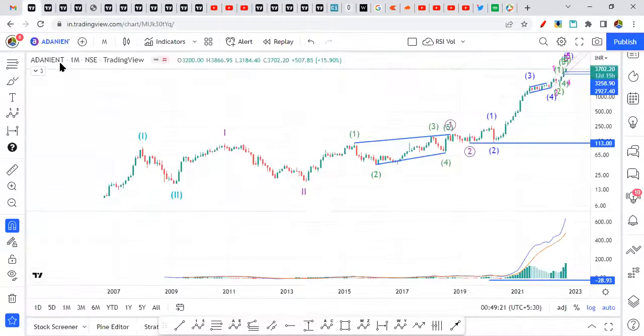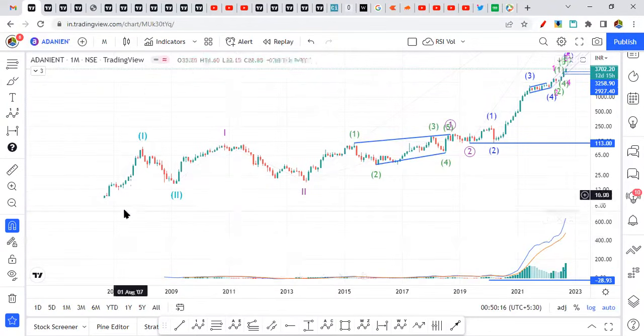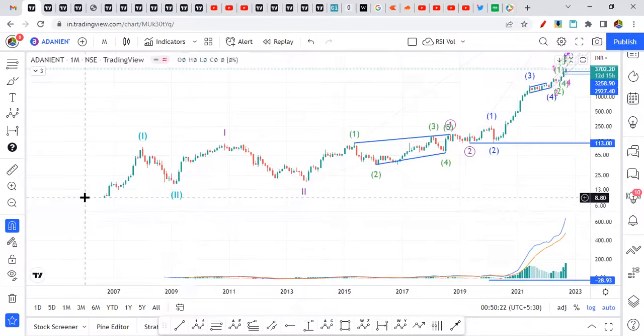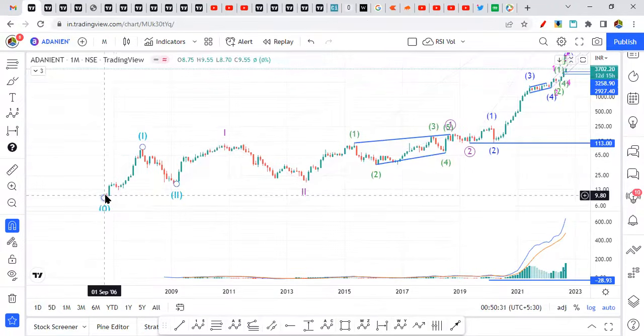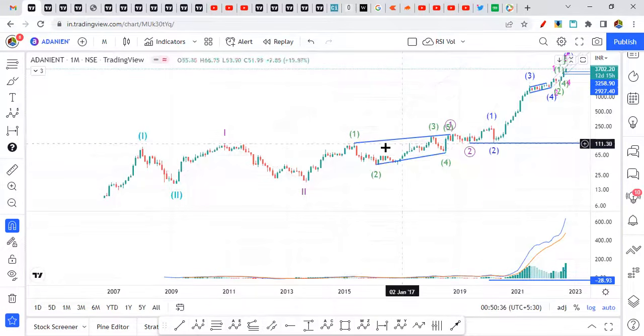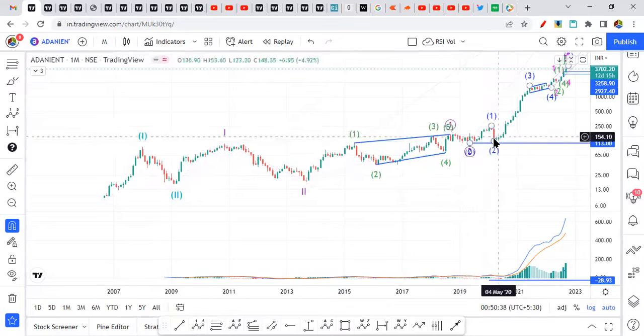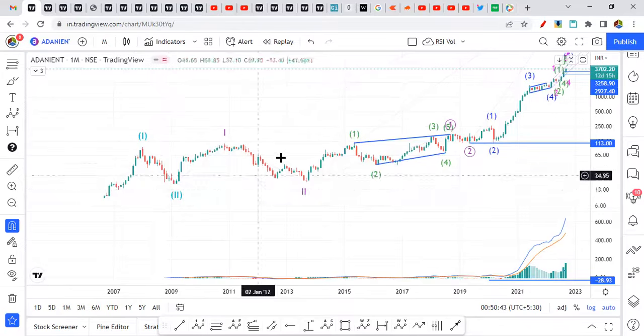So let's get started. Adani Enterprises, here you can see it looks to be very bullish in terms of the move that it has given. From 8 rupees, now it's trading at 3700. So it's very bullish, but this was back in 2007. From then it has been consolidating for a long time near 100, and then finally after COVID it gave a breakout. So these look to be 1-2, 1-2 moves.